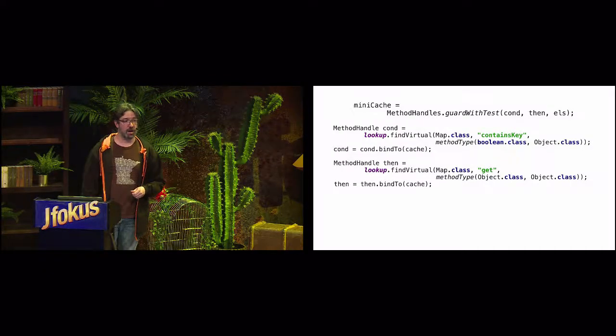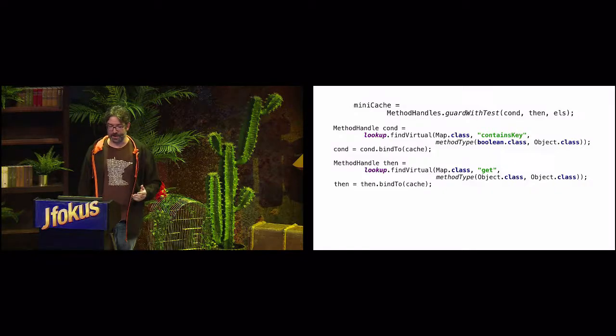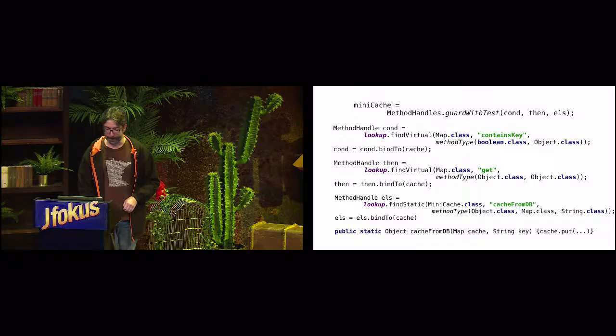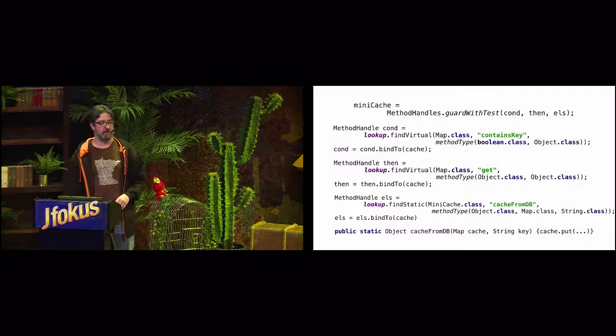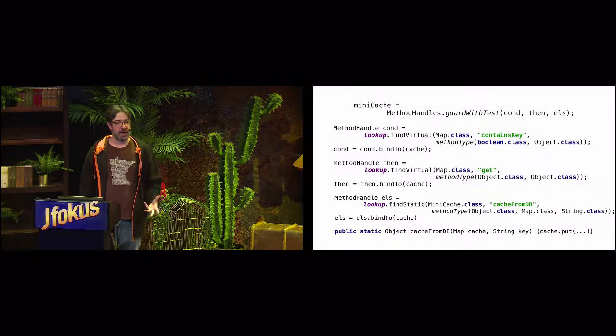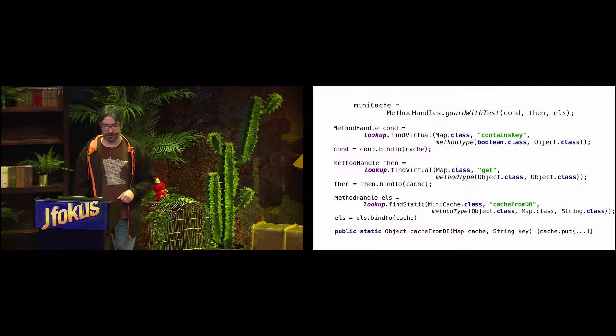We have our then body, so we've found the key. All we need to do is pass that key in again, get it out of the hash, and then return it. And again, we bind this directly to that cache, to that little hash map that we have. And then there's the else branch, where in this case it calls a cacheFromDB method that will take the hash, go get the database result, and insert it in there. And we bind that to the cache as well.